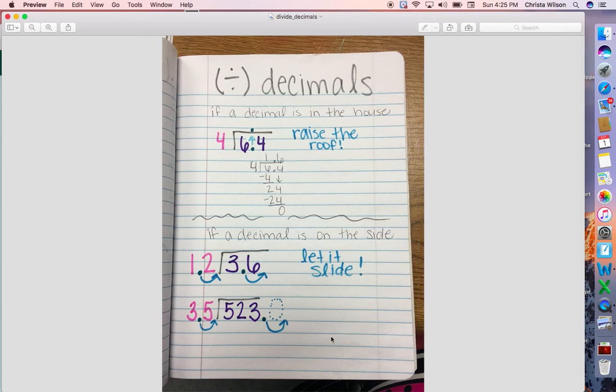So that's easy, isn't it, guys? You've already done the hardest part of decimal division, and that's dividing itself. If you use the methods of the top and bottom or estimating, decimal division is very easy. Remember, if it's in the house, you raise the roof. If it's on the side, then you let it slide.